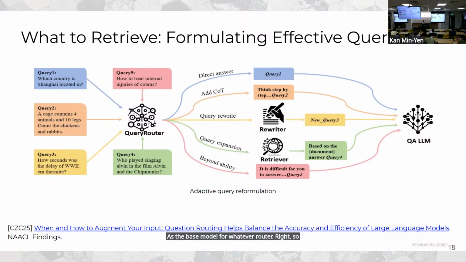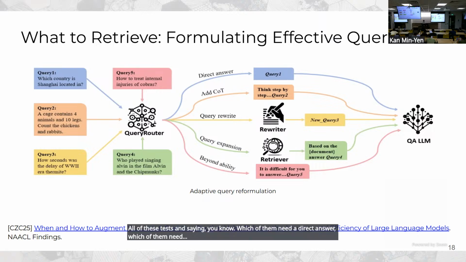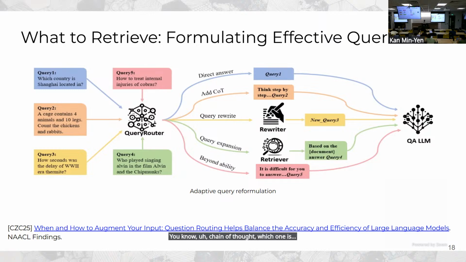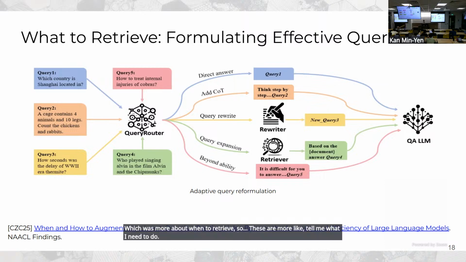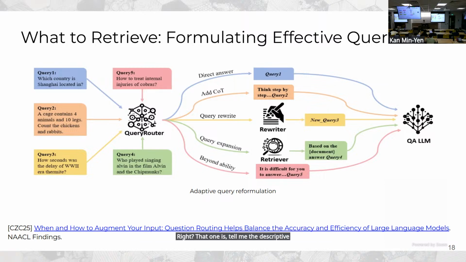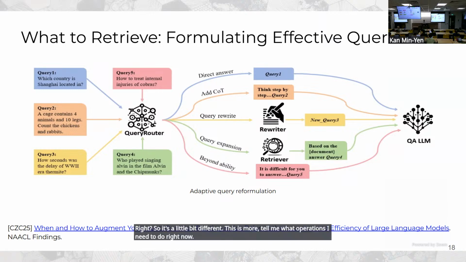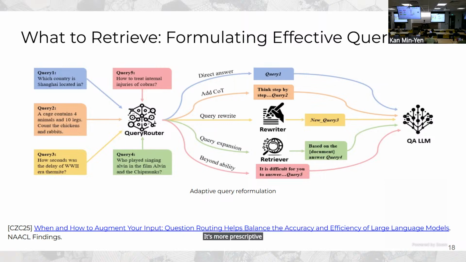So they're basically taking all of these tasks and saying which of them need a direct answer, which need chain of thought, which need query rewriting, and which need query expansion. Contrast that to the first paper we talked about, which was more about when to retrieve. This one is more, tell me what operations I need to do right now. So it's more prescriptive. That one was more descriptive.